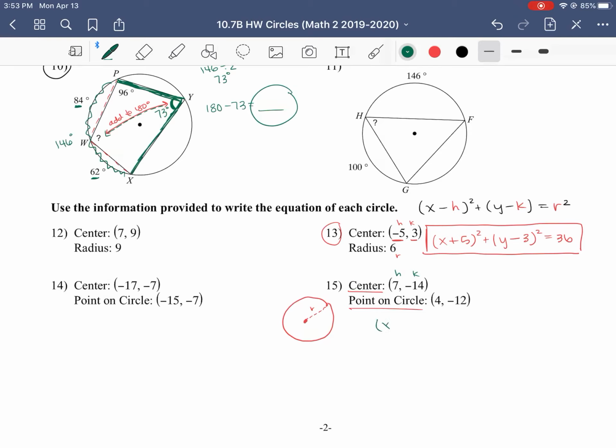Oops, not y. X, and then we do minus 7, because that's the opposite of positive 7. Y plus 14, because that's the opposite of negative 14, is equal to, and we just need that radius. So down here, I'm going to find that radius using the distance formula. Again, we put that in our notes.